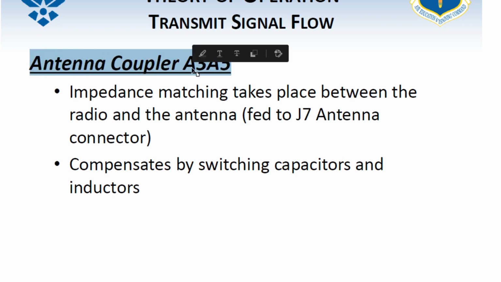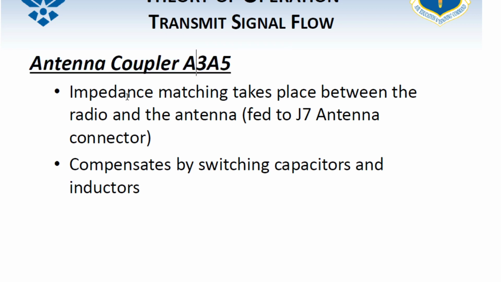Alright, so the antenna coupler, the A3, A5, it does this impedance matching thing we were talking about, which takes place between the radio and the antenna. It's fed to the J7 antenna connector. That's the 50 ohm connector on the front of the radio where you guys plug in either the OE505 or the NVIS, as we talked about in class earlier.